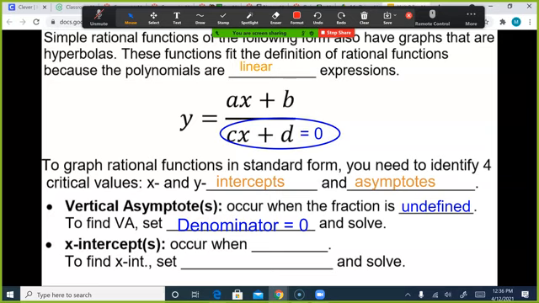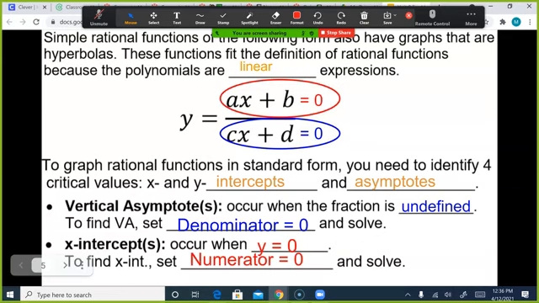The x-intercept is when the graph crosses the x-axis, which happens when y is 0. A fraction is 0 when the numerator is 0. So 0 divided by anything is 0. So to figure out the x-intercepts, I make the numerator equal to 0 and solve for x. So again, subtract b from the other side, divide by the a.